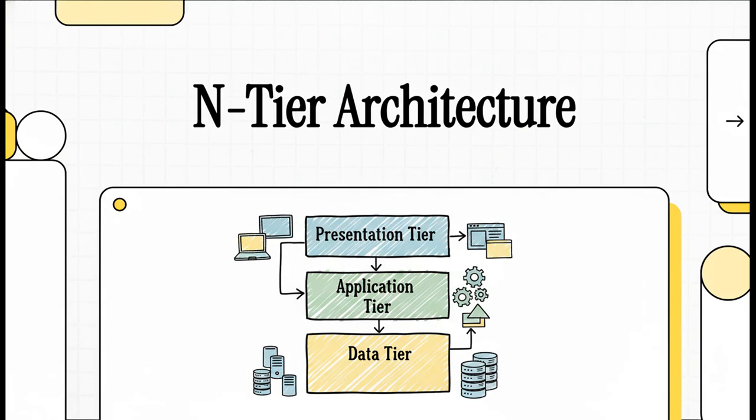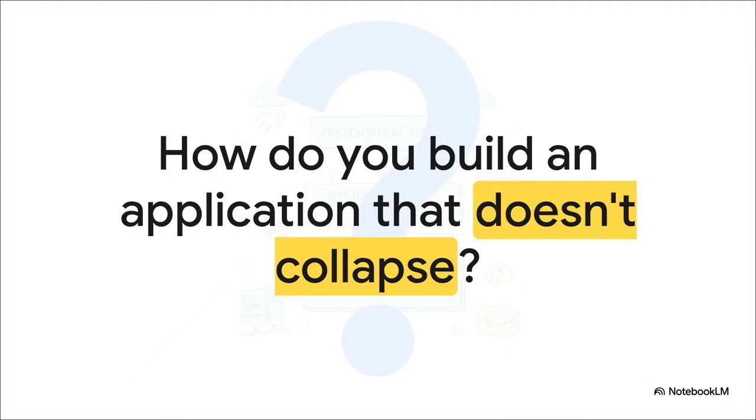Have you ever looked at a massive, complex application and just wondered how on earth does this thing not fall apart? Well, the secret often comes down to a really powerful design pattern called N-tier architecture. Think of it as the secret blueprint for building software that's clean, scalable, and actually built to last. Let's dive in.